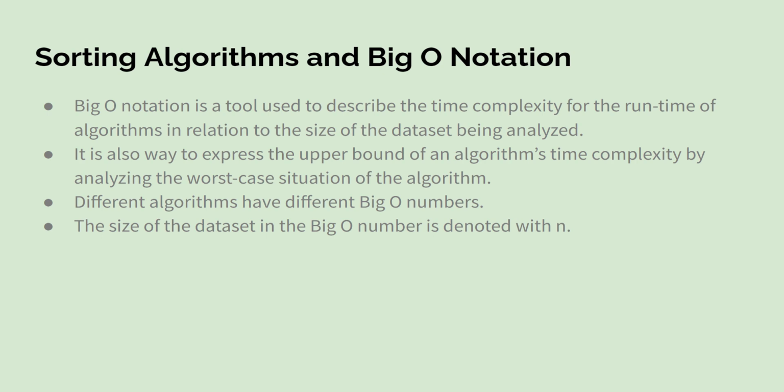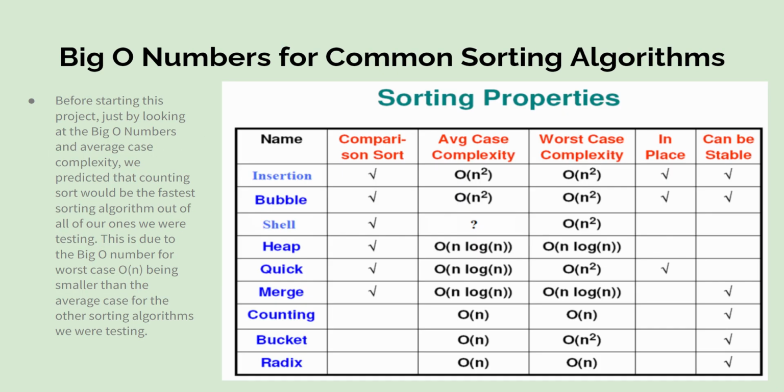It's a way to express the upper bound of an algorithm's time complexity by analyzing the worst case situation of the algorithm. This visual just shows the average case complexity and worst case complexity of some of the common sorting algorithms. Before starting the project, just by looking at the big O numbers and average case complexity, we predicted that counting sort would be the fastest, because of the worst case complexity being O(N), versus N log N for merge sort and heap sort, and then O(N squared) for quick sort and insertion sort. And we mentioned that right here.